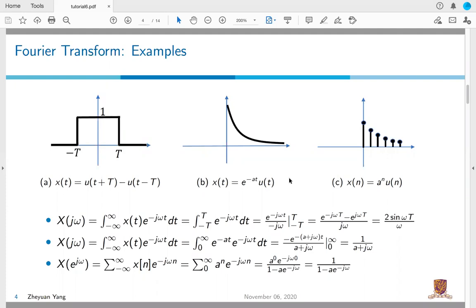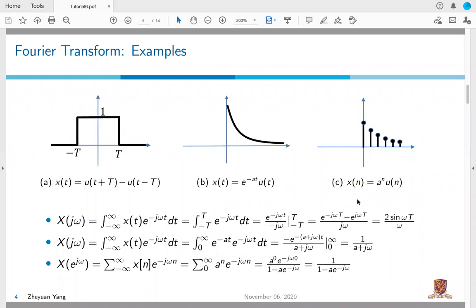The second signal is x(t) equal to the exponential of minus at times u(t). So we only consider the right hand side part. Similarly, we substitute our signal x(t) into the continuous time Fourier transform. Now the integral is from zero to infinity. We substitute e to the power minus at and calculate this integral. And we get the final result in the frequency domain, X(jω) is equal to 1 over a plus jω.